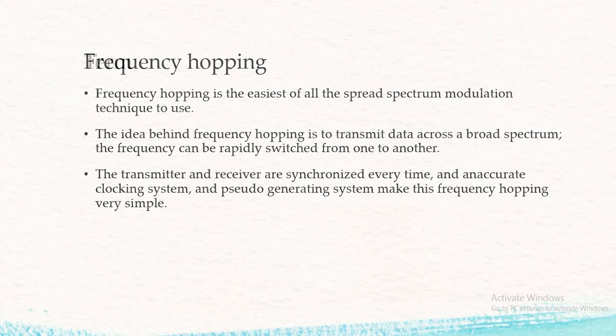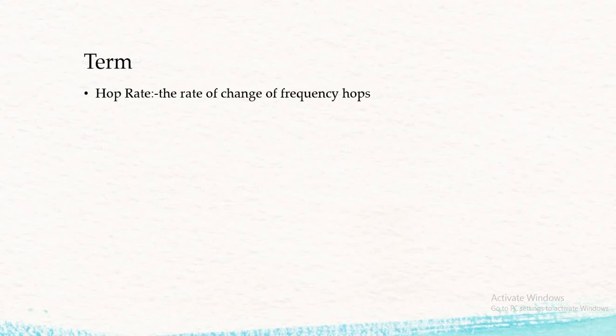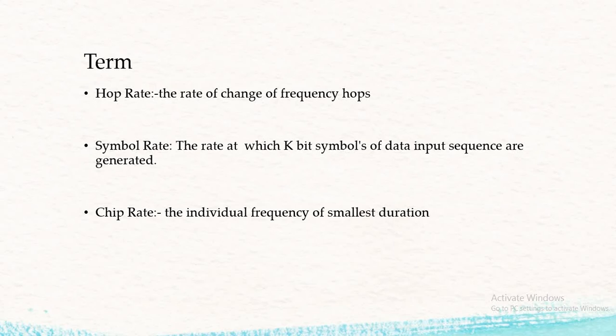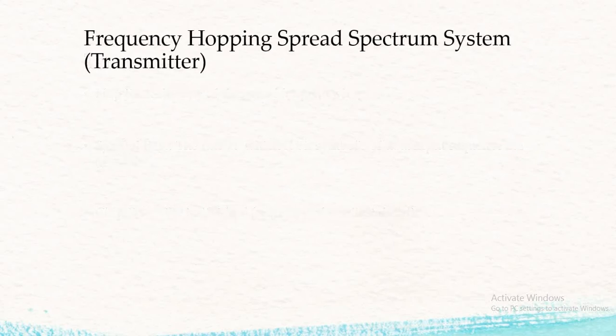frequency hopping very simple. The terms which are very important in frequency hopping: the first one is the hop rate. It is the rate of change of the frequency hops, or the rate at which the frequency changes. Symbol rate: the rate at which the k-bit symbols of a data input sequence are generated is your symbol rate. And the last one is the chip rate. It is the rate of the individual frequency of the smallest duration.